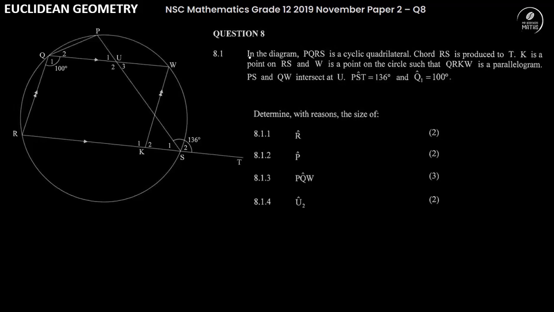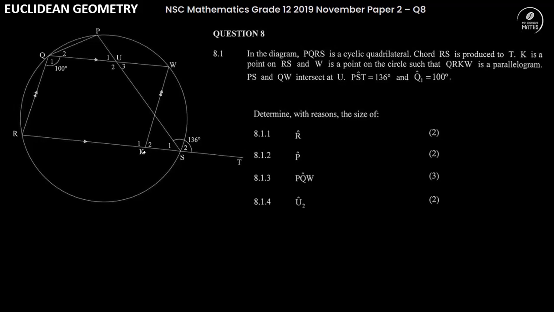Let's go through it. In the diagram, PQRS is a cyclic quadrilateral. So let's mark those points. Chord RS is produced to T. Produced means RST will now be a straight line.